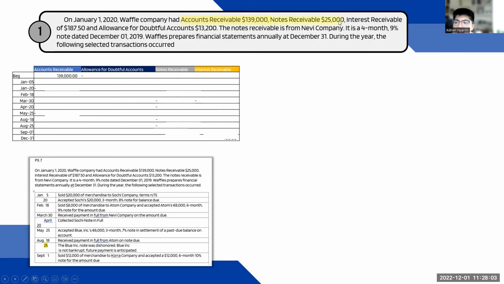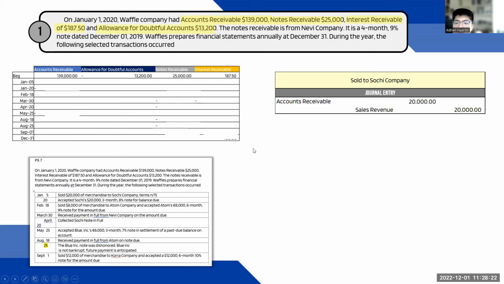So notes receivable 25, so I plug it in. Interest receivable of 187.50, and then ADA of 13,200, right? Next step is I will now go to the transactions. Sold to Sochi company, basically that is just debit AR, credit sales revenue. May na-affect na receivable component? May AR, right? So I plug it in, plus 20,000.